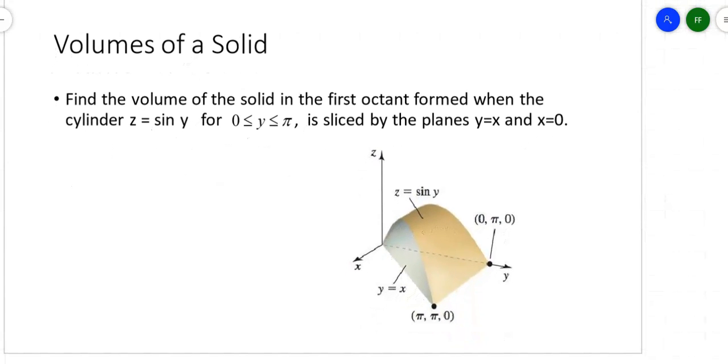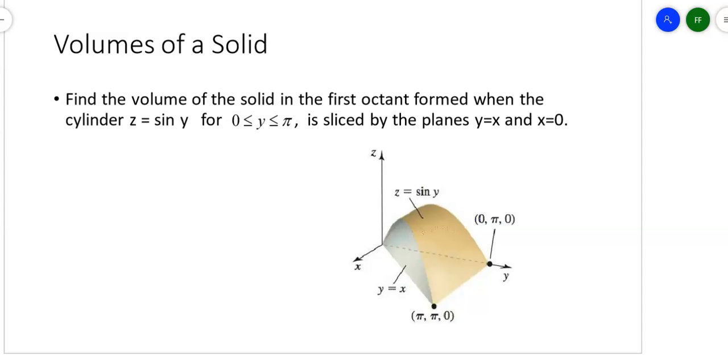All right, let's take a look at an example with a volume of a solid. I have a volume of the solid formed in the first octant, right? When you take the x, y's, and z's, you end up, instead of with 4 quadrants that you would have if you had the xy plane, you end up with 8 octants. The cylinder is z equals the sine of y. It's true for y values between 0 and pi, sliced by the planes y equals x and x equals 0.